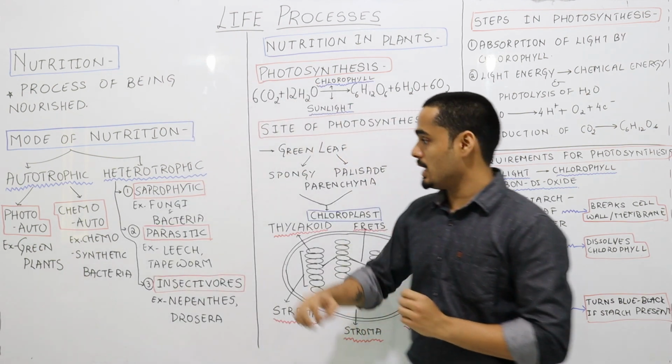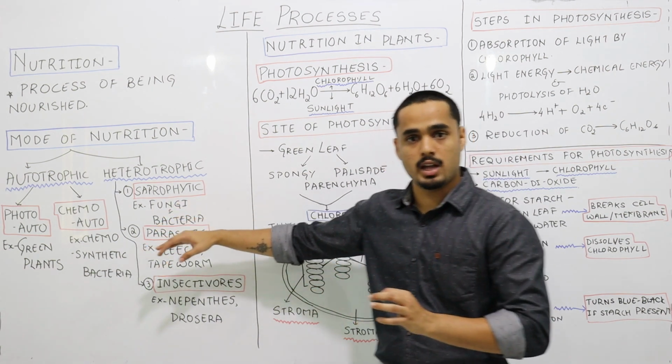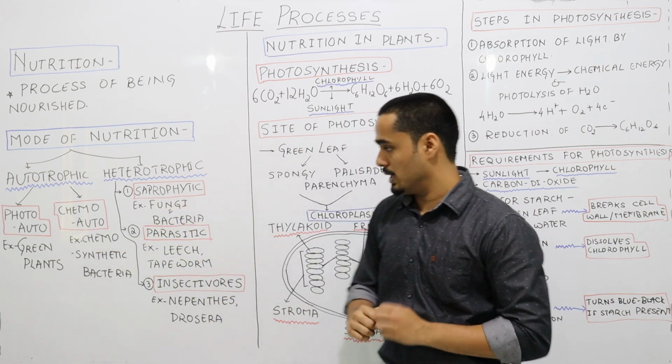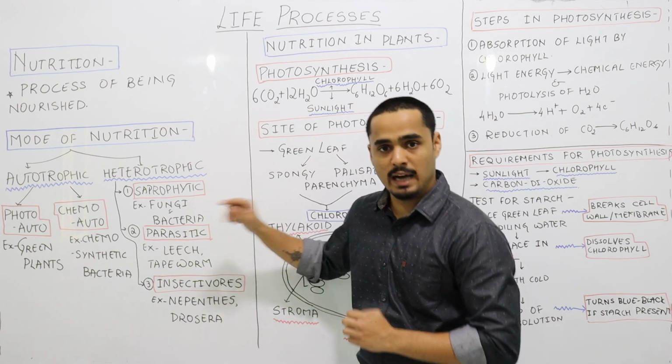Okay, so that makes it an important feature of saprophytes, because they feed on dead and decaying organisms, and hence they are also called the decomposers of the living world. Okay, so examples under saprophytic are fungi and bacteria.